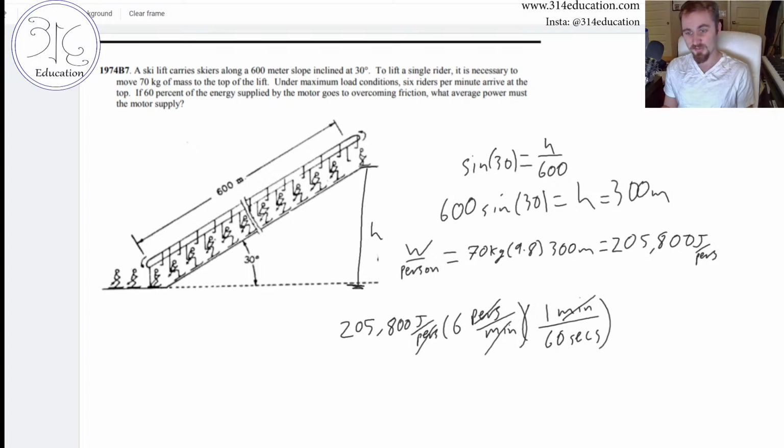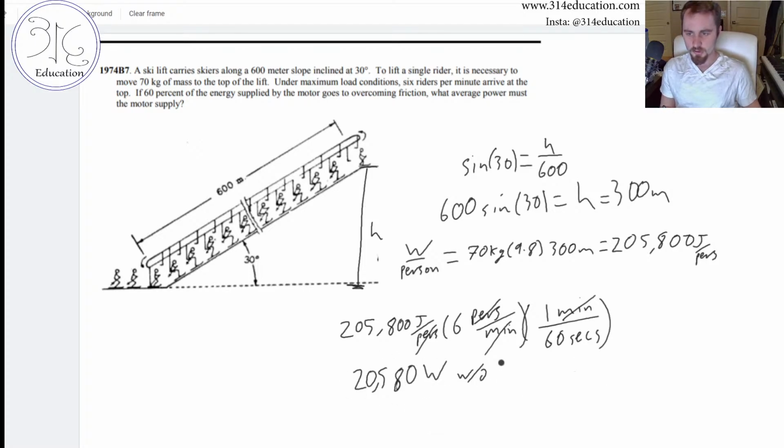And so we just divide this by 10, actually, because we multiply by 6, but then divide by 60, giving us, we expect, without friction, except the comma goes back one place, doesn't it? 20,580 watts, and that is without friction. And so if 60% of the energy goes to overcoming friction, this has to be 40% of our energy.